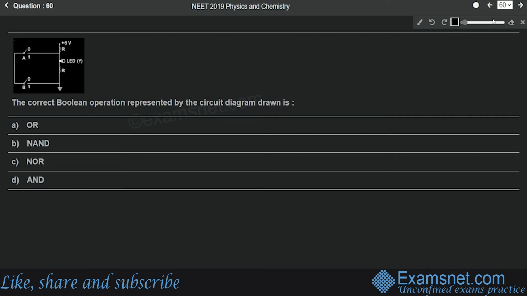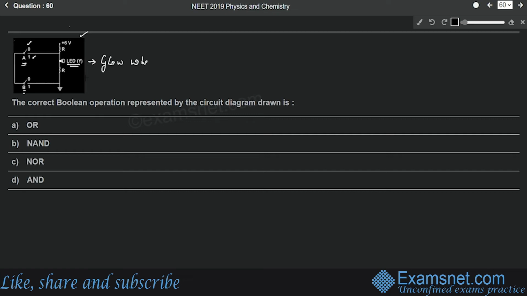Question number 60 is from the chapter Semiconductor Electronics, and the question is: the correct Boolean operation represented by the circuit diagram drawn is, okay. So this is the circuit diagram and we can see that two switches are there, switch A and switch B. In off condition the value of the switch will be 0 and in on condition the value will be 1. Then there is an LED here. So under what condition will this LED glow? It will glow when the voltage across this LED is high, okay.